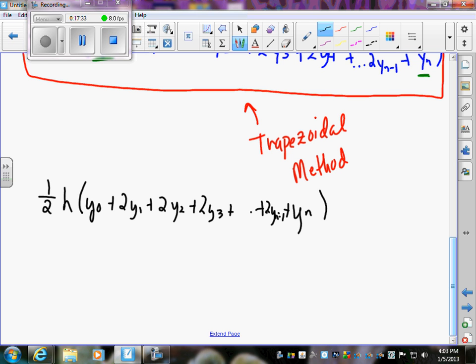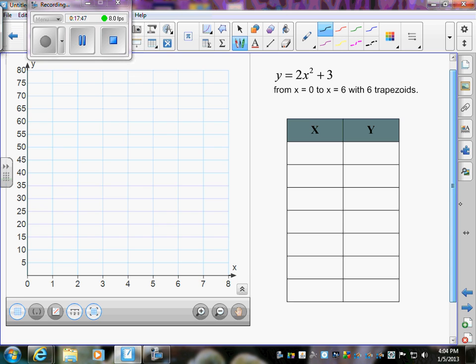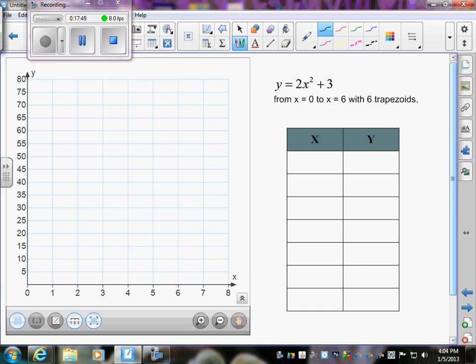So now let's go through a problem and actually figure out an answer using the trapezoidal method. All right, so we've got y equals 2x squared plus 3. We're going to go from x equals 0 to x equals 6 with 6 trapezoids. All right, so what I'm going to do is, first of all, just get my values here. So we'll go 0, 1, 2, 3, 4, 5, and 6. Substitute those into my equation, 2x squared plus 3.